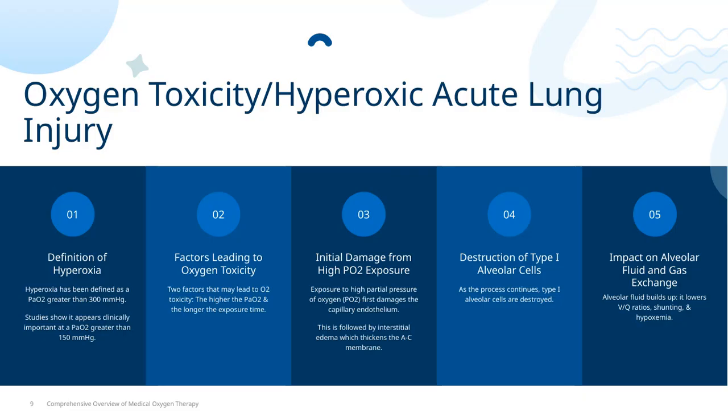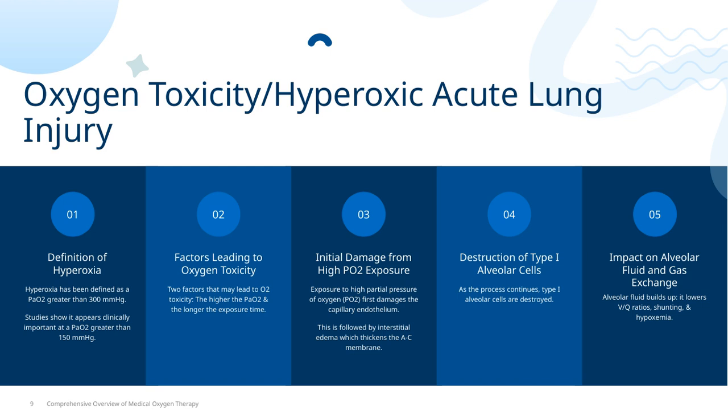Let's discuss oxygen toxicity and acute lung injury related to hyperoxia. First, when excess oxygen accumulates in the alveoli, it causes fluid to build up. This fluid buildup lowers the ventilation-perfusion ratio, leading to shunting and resulting in hypoxemia, or low oxygen levels in the blood. As this process progresses, it damages the type I alveolar cells, which are crucial for gas exchange. Their destruction impairs the alveoli's ability to transfer oxygen efficiently.